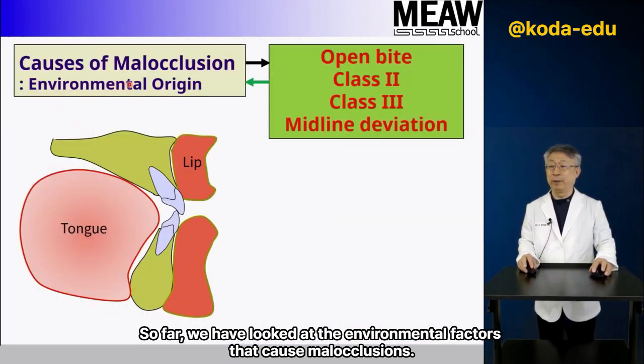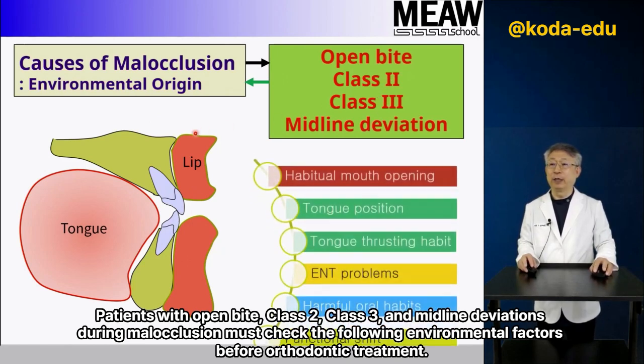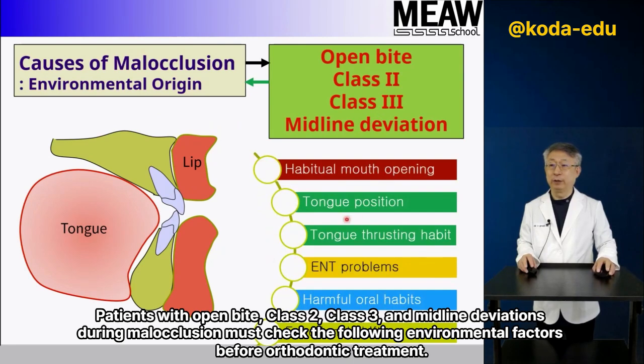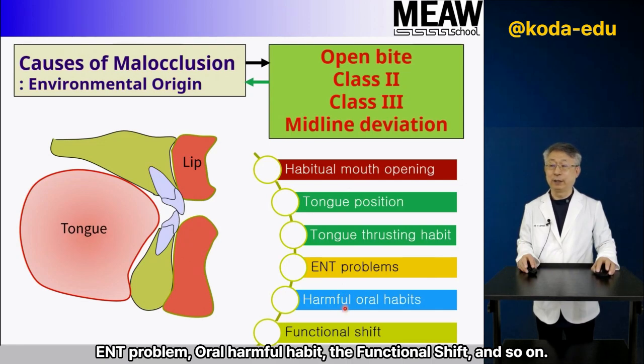So far, we have looked at the environmental factors that cause malocclusions. Patients with open bite, class 2, class 3, and midline deviations must check the following environmental factors before orthodontic treatment. In other words, habitual mouth opening, tongue position, tongue thrusting habit, ENT problem, oral harmful habit, the functional shift, and so on.